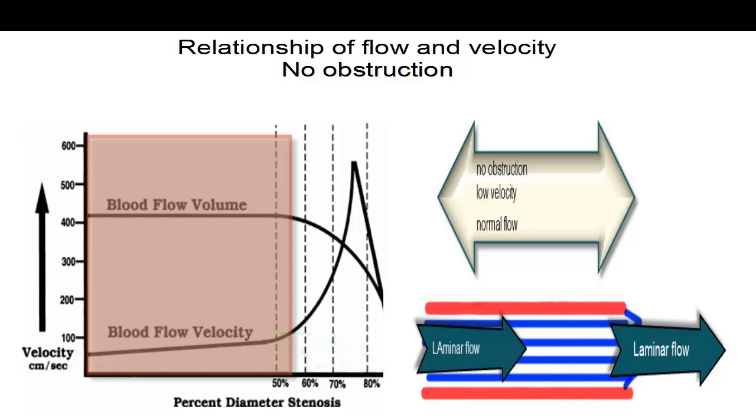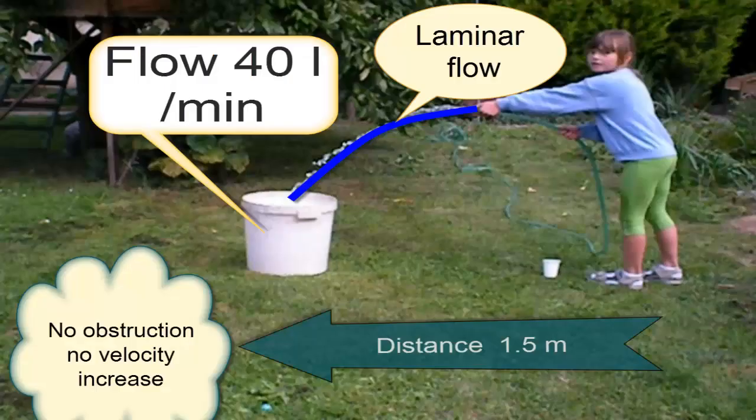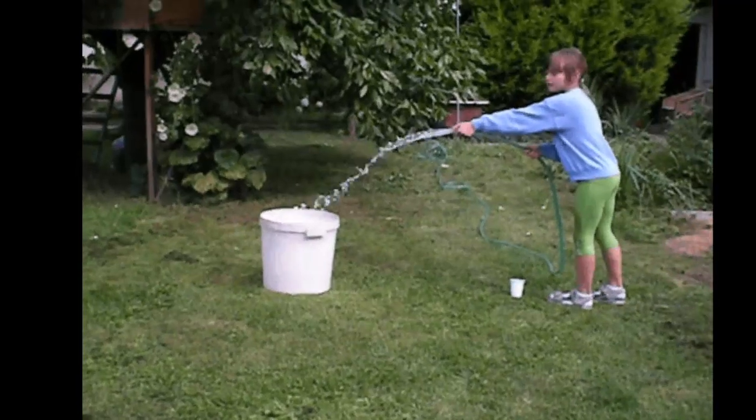Flow is completely laminar. You can compare the previous slide with the real situation of spraying water from a hose. Water leaves the hose without obstruction. There is no thumb pressure at the end of the hose. The bucket, which is representing flow here, is biggest, and the stream goes to the middle of the distance, here 1.5 meters.